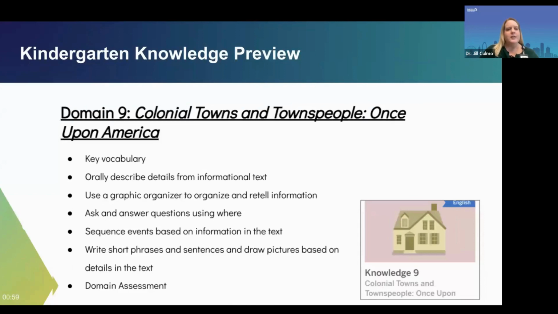Finally, kindergarten students will look at Domain 9, Colonial Towns and Townspeople, Once Upon America. This domain will deepen students' knowledge of early history of the United States by exploring what early life was like for people in colonial times, particularly as it compares to life today. This foundational unit provides crucial background knowledge for the subsequent study of specific historical events which moved the nation toward independence. Student writing will focus on sequencing and retelling information.